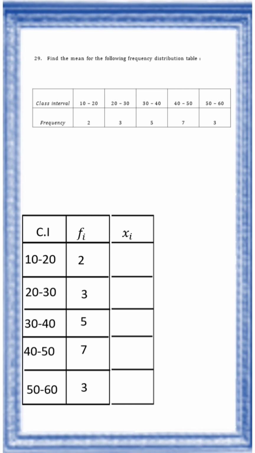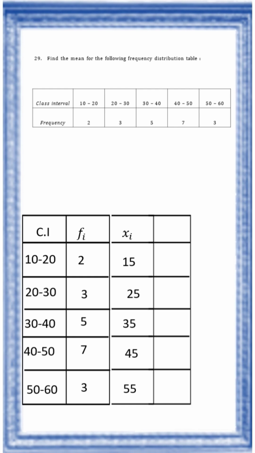10 plus 20, what is it? 30. 30 by 2, what is it? 15. 20 plus 30, 50. 50 by 2, 25. Now go on adding the size of the class interval, that is 10. 25 plus 10, 35. 35 plus 10, 45. 45 plus 10, 55.